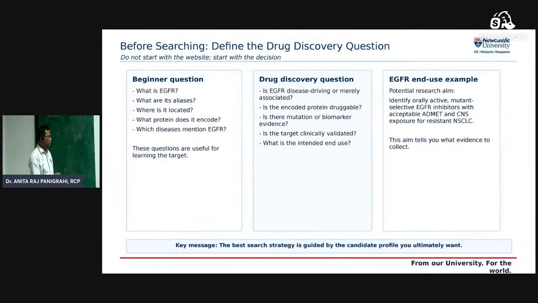Okay, then the best strategy is guided by the candidate profile you ultimately want. That means if you are not clear, you do not know what to do with it. Okay, next slide.